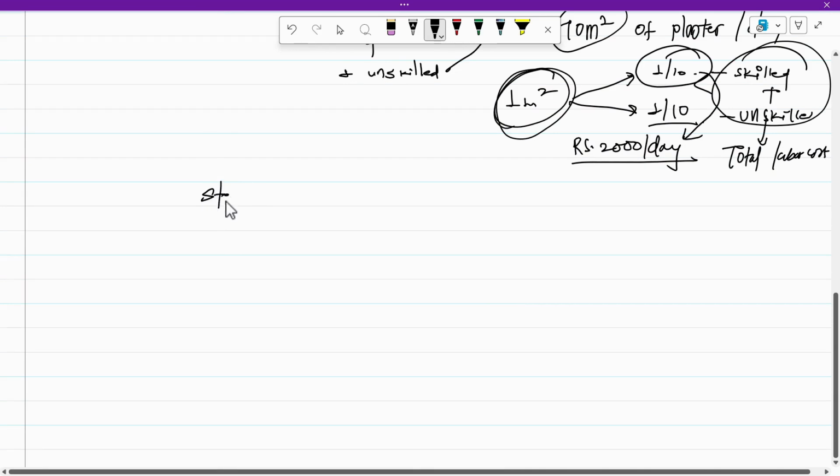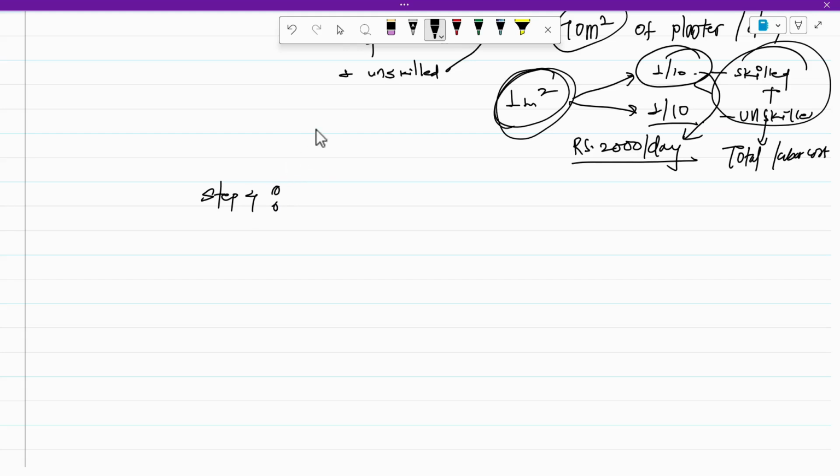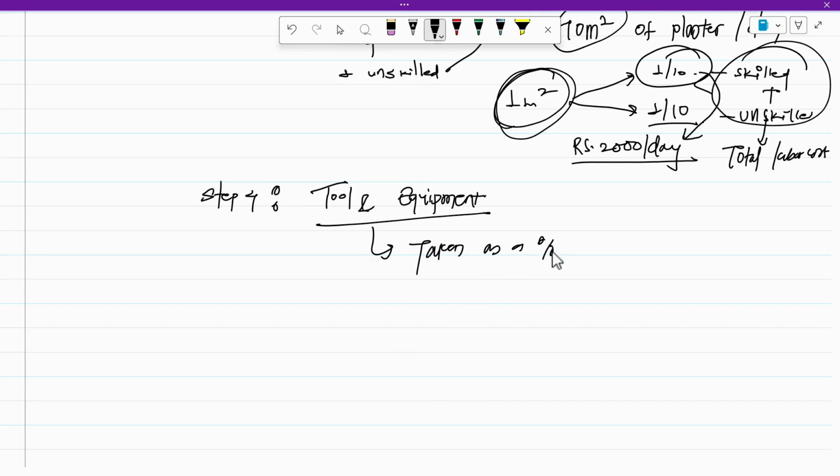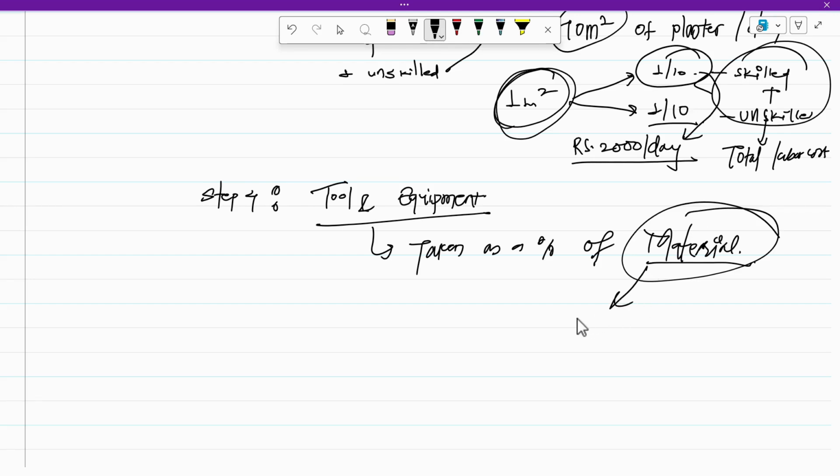All right. Okay. So after that, the next thing you need to do is step 4, tools and equipment. And this is normally taken as a percentage, sometimes 2, 3, 4% of material. So you calculate the total cost of material, you multiply it with, let's say, 2%, and then you get the cost of tools and equipment.